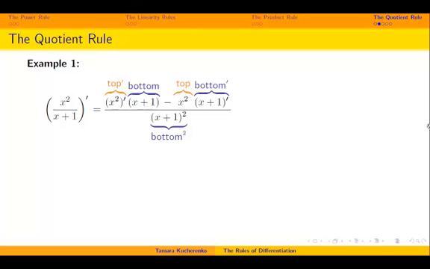Now let's take the derivatives. Derivative of x squared is 2x times the bottom x plus 1 minus x squared times the derivative of x plus 1. The derivative of x is 1, the derivative of 1 is 0, so the derivative of x plus 1 is 1, and we divide by x plus 1 squared. After simplifying the expression in the numerator, we obtain x squared plus 2x divided by x plus 1 squared as our answer.